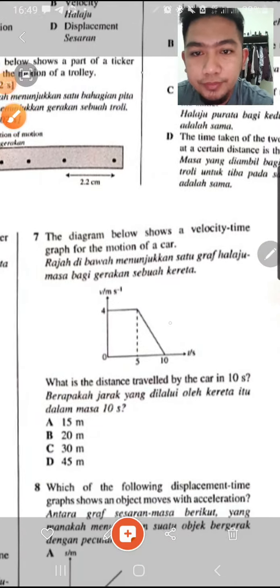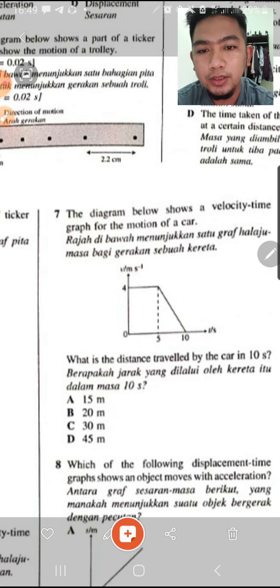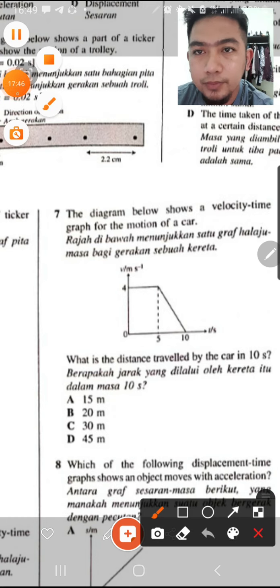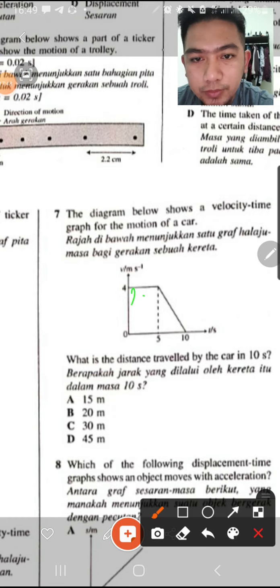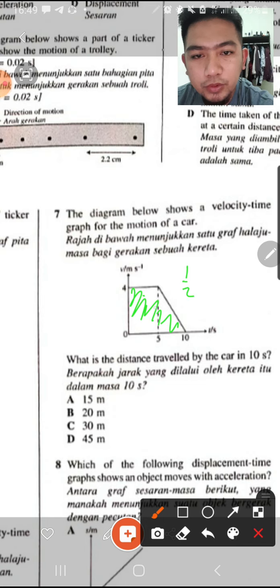Question 7. The diagram below shows a velocity time graph for the motion of a car. What is the distance traveled by the car? So this is a velocity time graph. So to find distance, you need to find the area under the graph. So here you can use, you can already see the shape is a trapezium. Okay, trapezium.